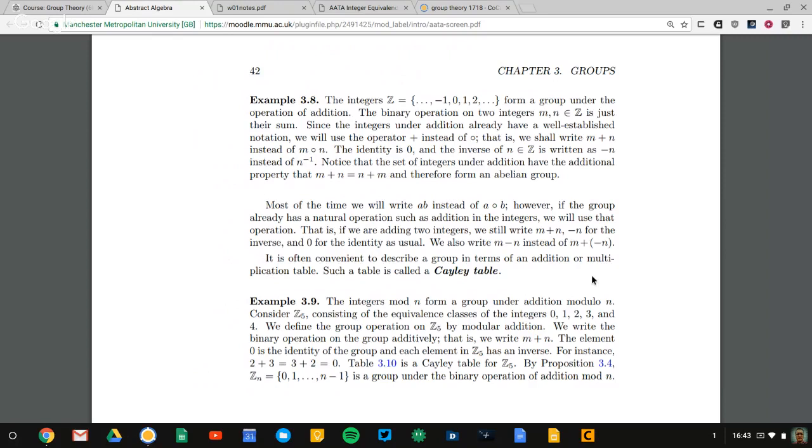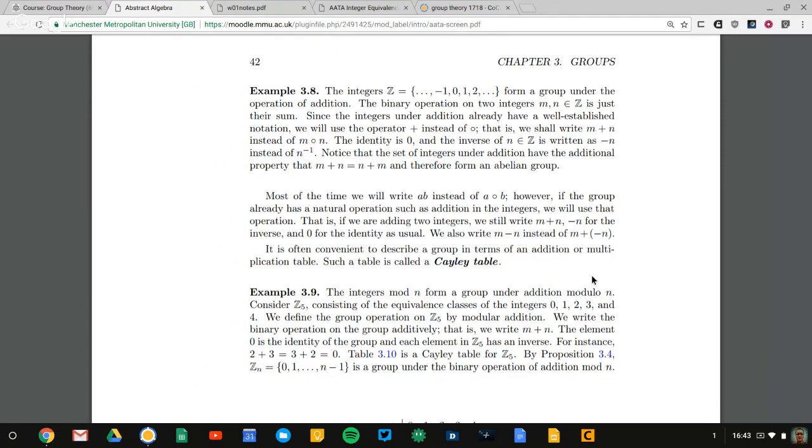So the plain old integers under addition is an example of a group. It's certainly a closed set. Whenever you add two integers, you get another integer. It's an infinite set.